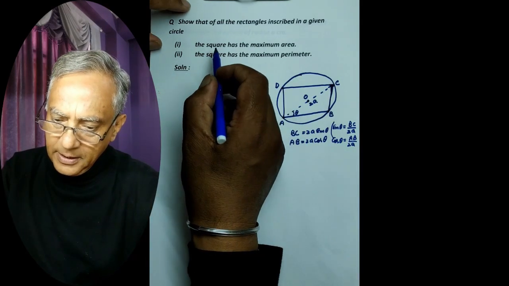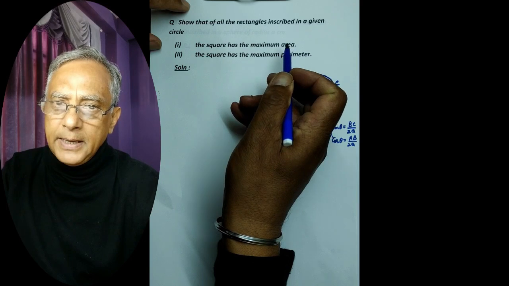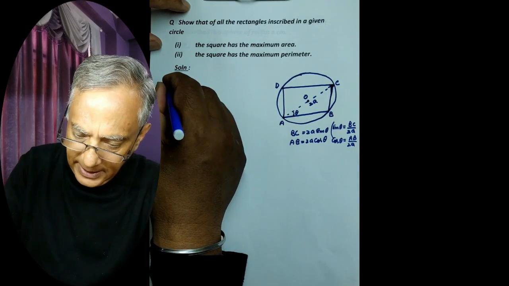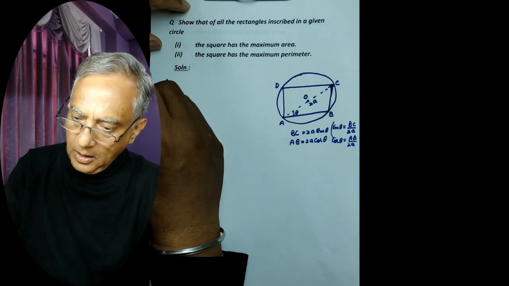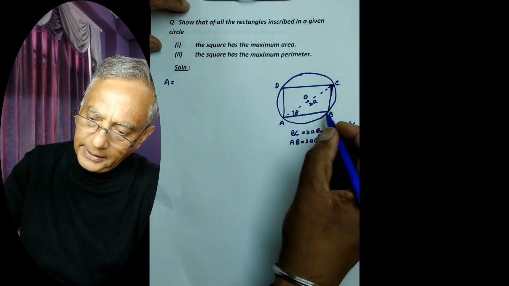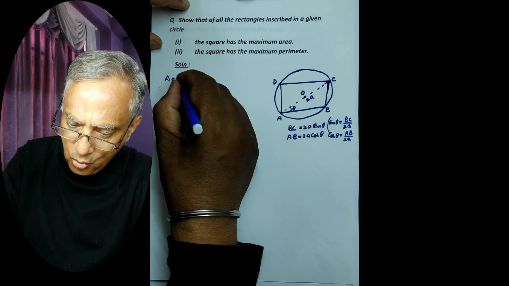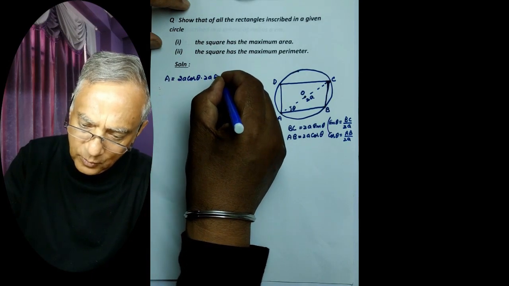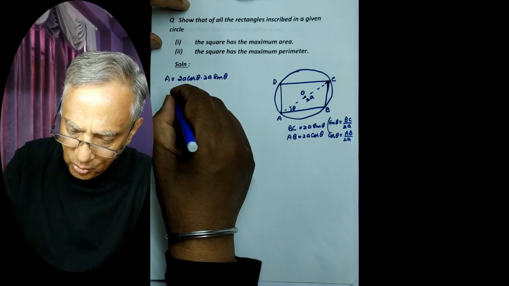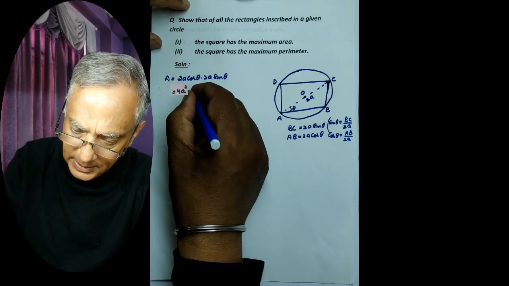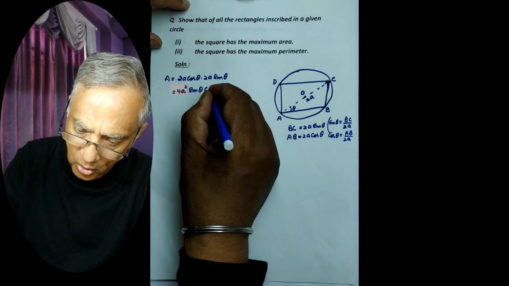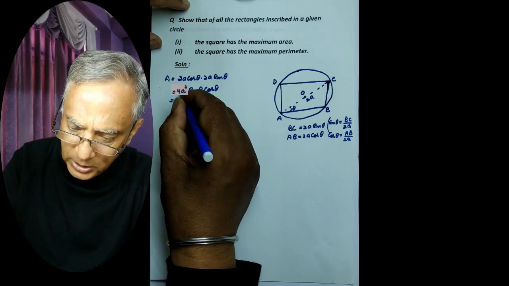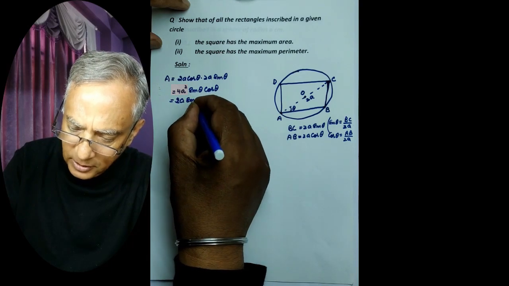Now the first part is to show the square has the maximum area. We have to maximize the area of this rectangle. A is equal to, now, area of this rectangle will be length into breadth. That is 2a cos theta into 2a sin theta, which is equal to 4a square sin theta cos theta. This can be written as 2a square, 2 sin theta cos theta is sin of 2 theta.